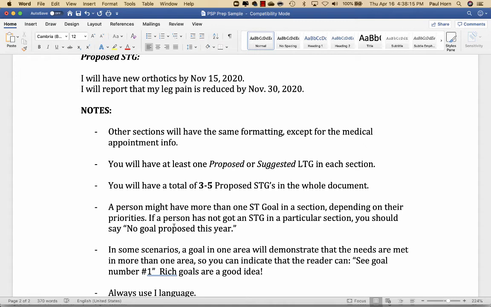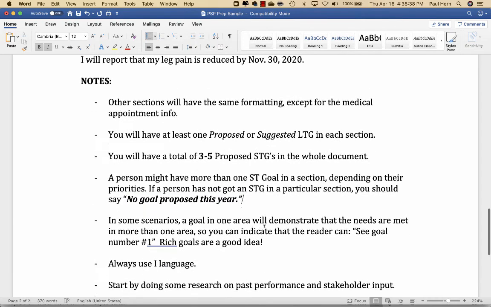So sometimes because of prioritization, we say we're going to focus on health, or we're going to focus on the workplace, but the home is pretty good this year, so we're not going to have a proposed goal. So if a person does not have a proposed goal in a particular section, you put the heading and you literally write words like this: no goal proposed this year. Something like that is going to take care of things.